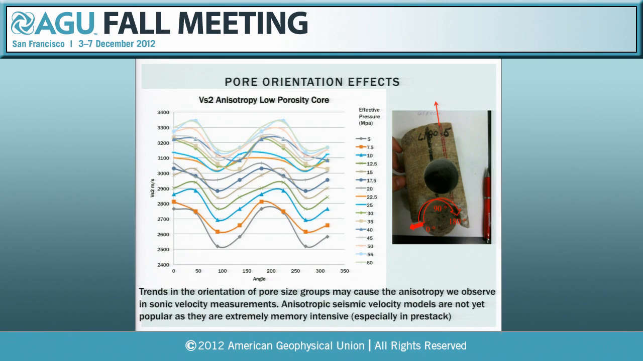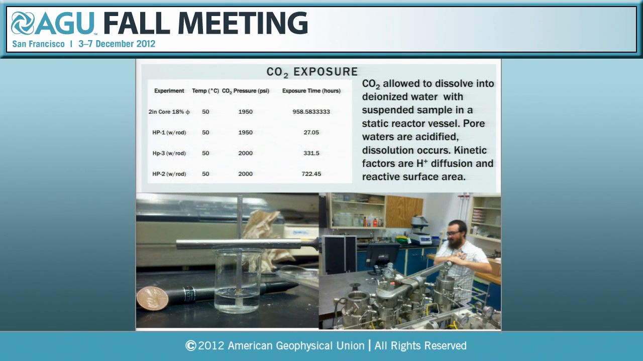We find some variation in S-wave velocity. So this could be our anisotropic seismic velocity, which isn't really seismically modeled at the moment. It's rather memory intensive, especially in pre-stack. But we reacted samples with CO2 in DI water, and we used DI to maximize dissolution to understand what the end member, the dissolved end member, of the limestone is.